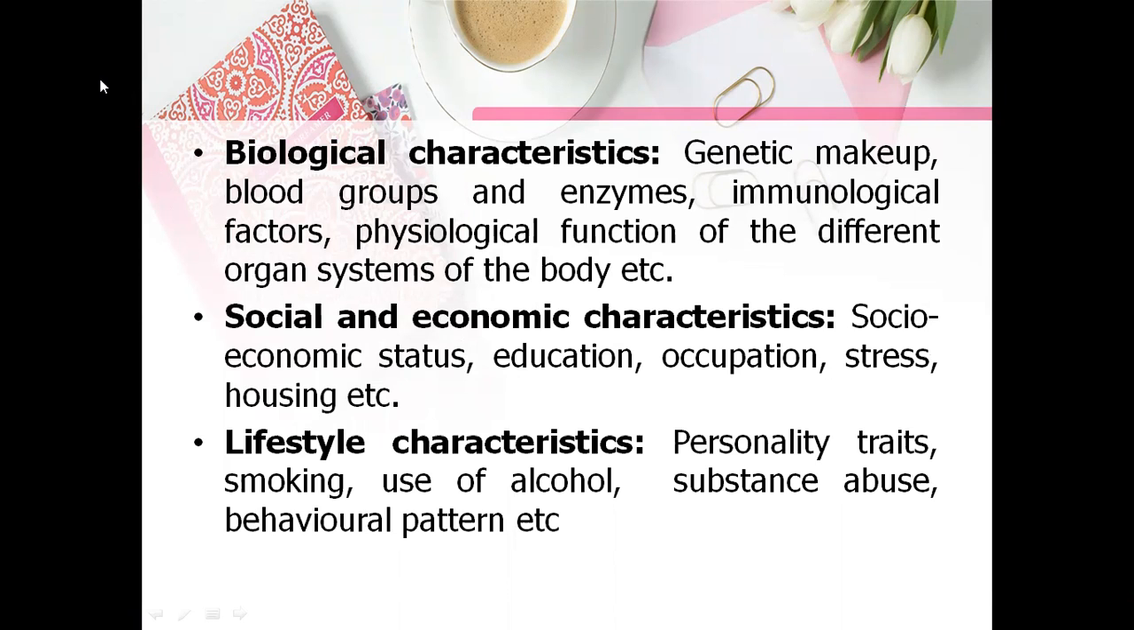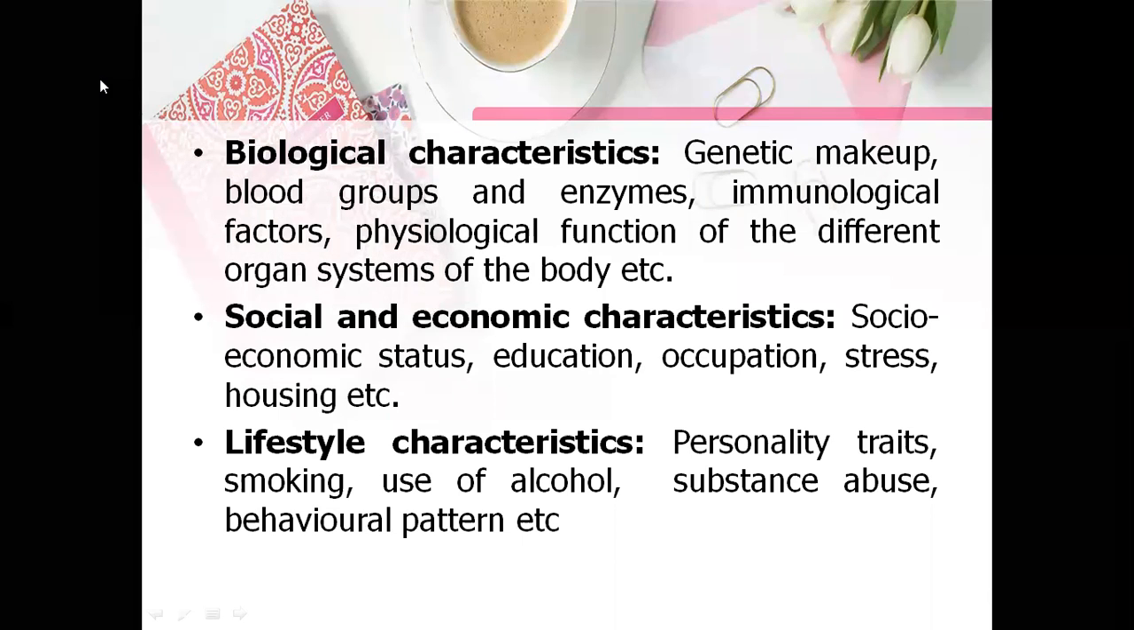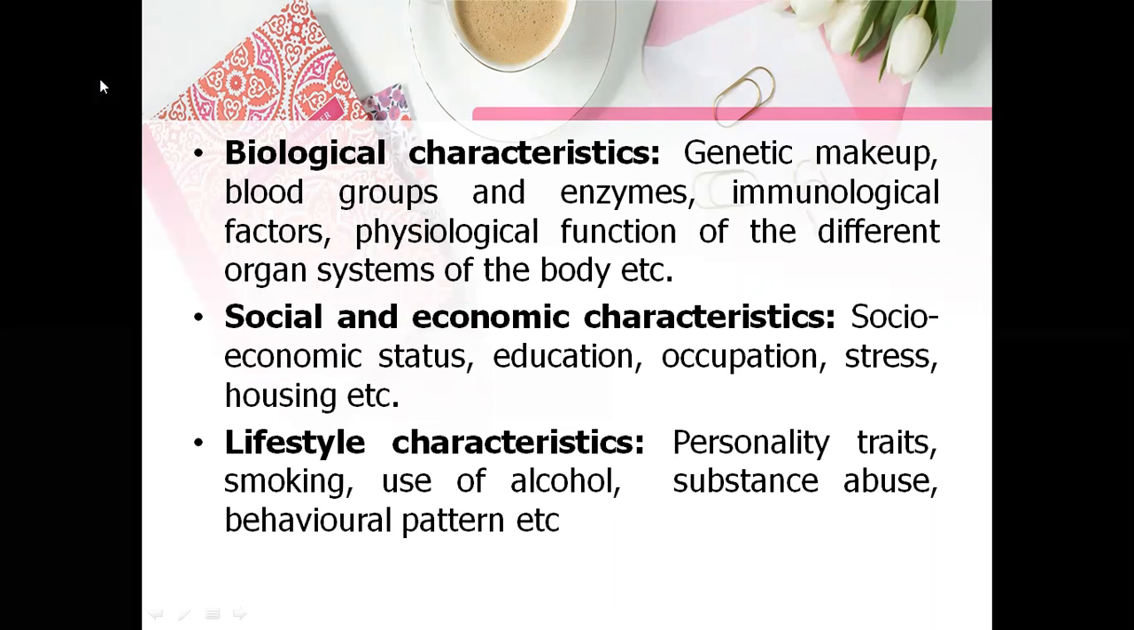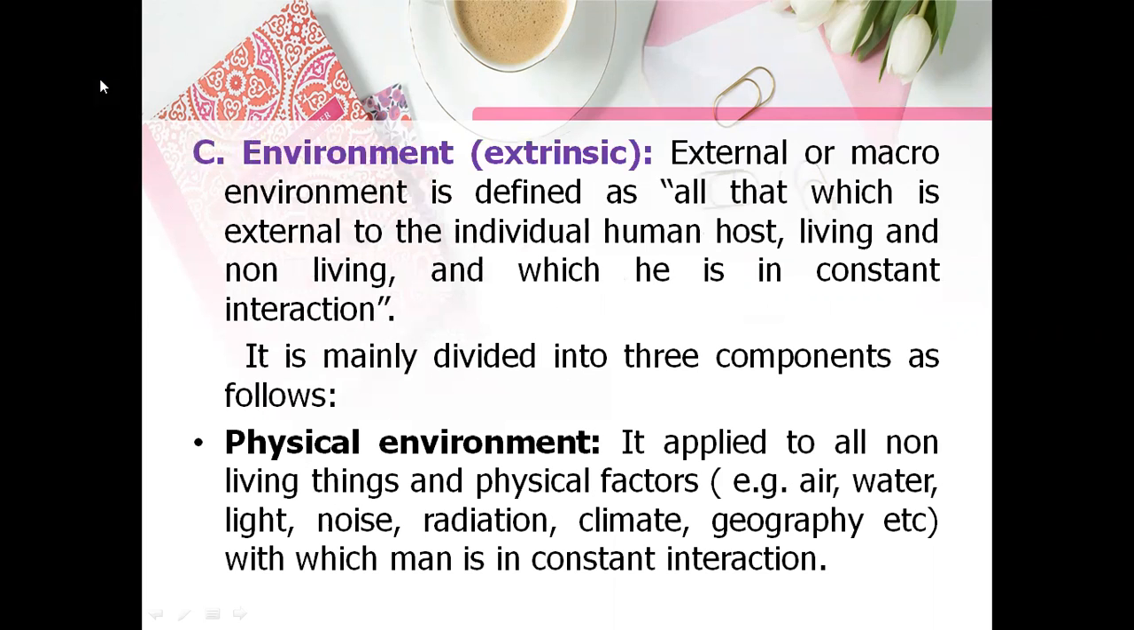Okay, so the next one we see is biological characteristics. Biologically, as I have already said, the genetic makeup, the immunological status of the individual, and the physiological function of the different organ systems fall under biological characteristics. Then socio-economic characteristics: the socio-economic status we have discussed, the education, occupation, stress, housing. All these will affect our health. Then lifestyle characteristics: smoking, use of alcohol, substance abuse, personality traits, behavioral patterns. All of this comes under the host.